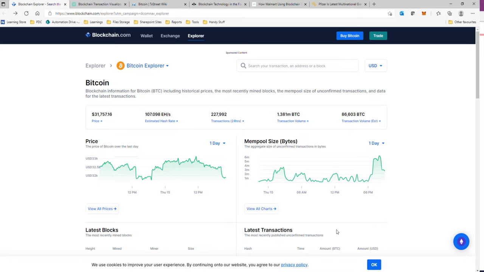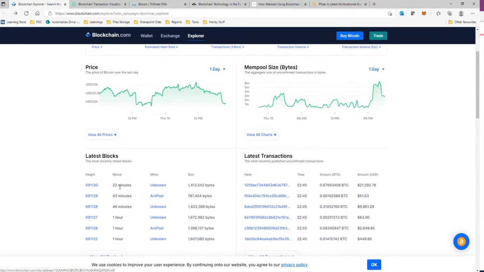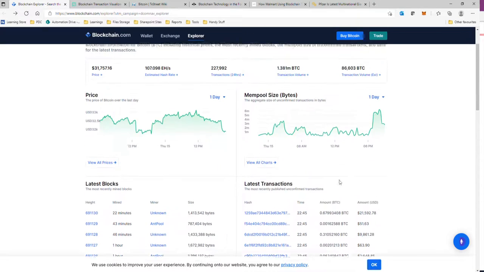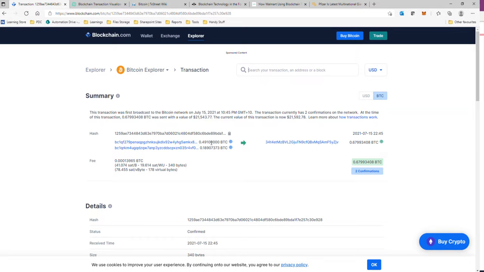Any transactions, once they are submitted to the network, go into a pool called the mempool, and you can see the size of the mempool. You can also see all the transactions, the block height or block number, when the block was mined, who the miner was, and so on and so forth. You can see this transaction, for example: this much BTC went from this person to that person. You get some more details there as well.